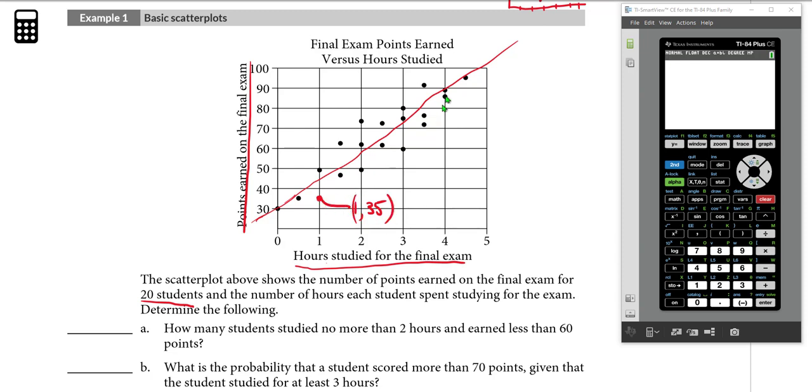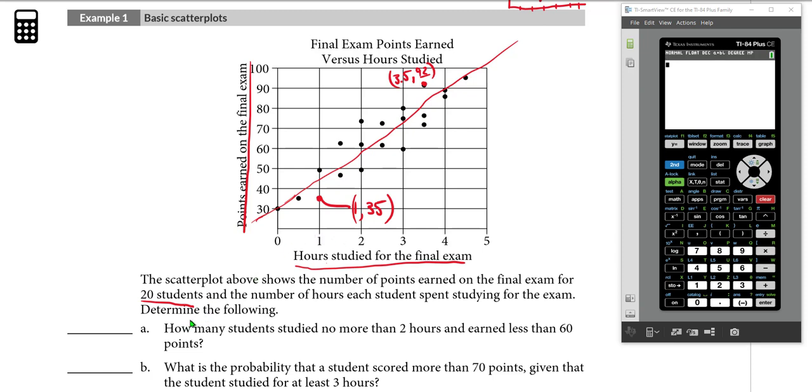This one here looks like he studied, maybe it's a girl, who knows, 3.5 hours and earned a 92. Way to go. Pretty good. Study hard, study long, get a good score. That's great. So again, that's what each of these points represent. We are combining the data set for hours studied with the data set for points earned. Hours studied, points earned. That's what each of these points represent. That's what a scatterplot is.